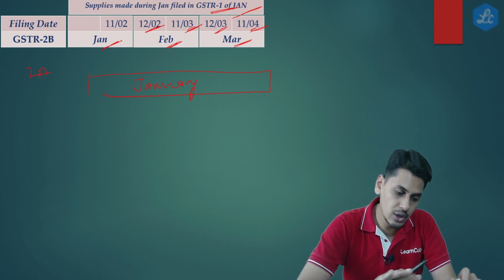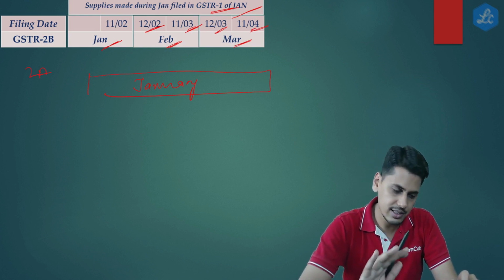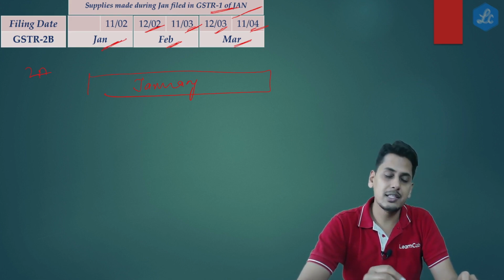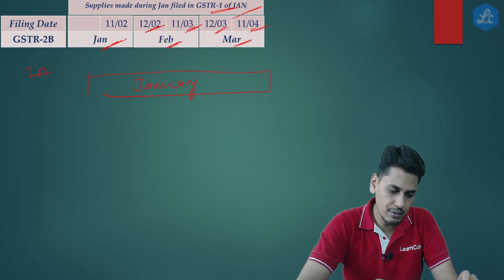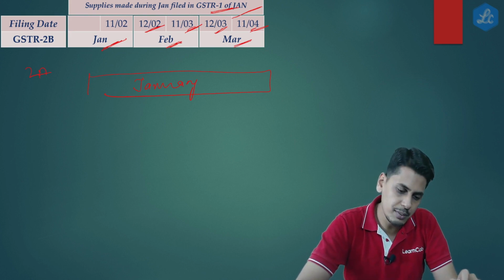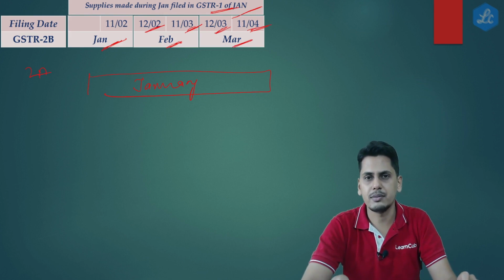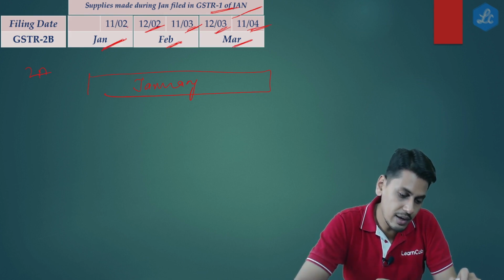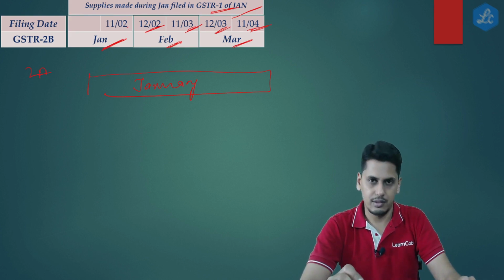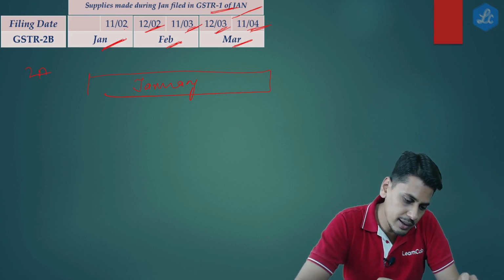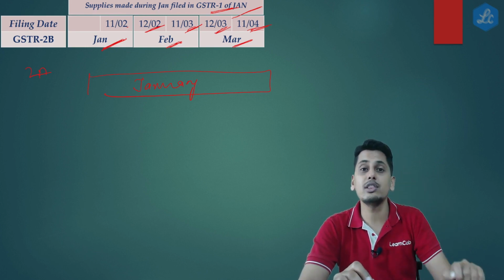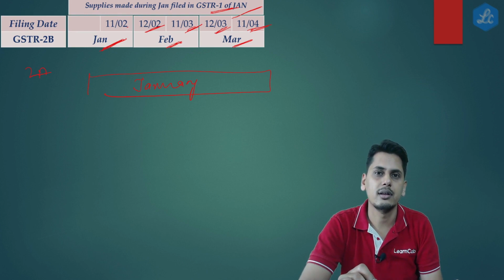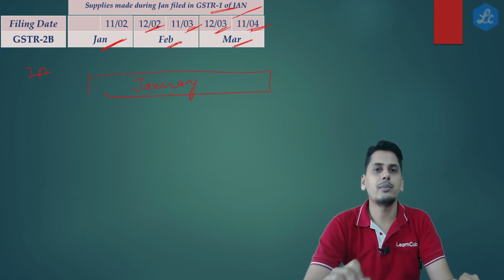So friends, I am sure you are able to follow this. We have already seen this, we are just revising it. So friends, if it is filed between this particular window, it appears in February. If it is filed between this particular window, it appears in March. Now friends, can you please tell me, for the month of January, we have written the ending point. That means if it is filed by 11th of February, it would appear in Jan month's GSTR2B. But what should be the starting point?